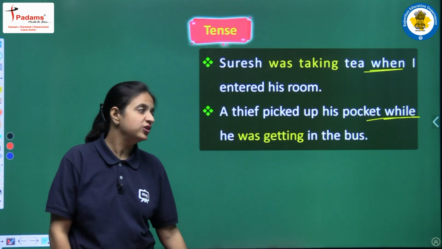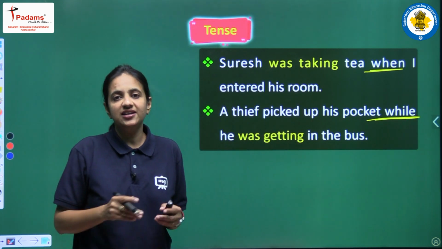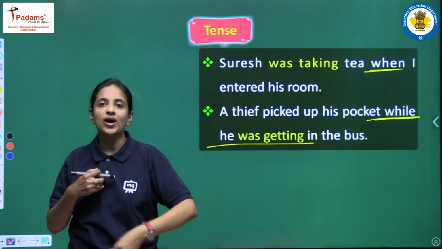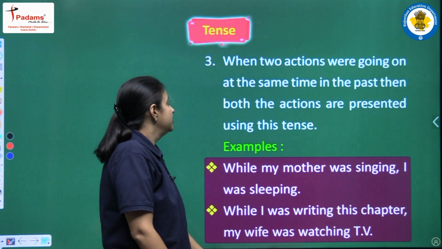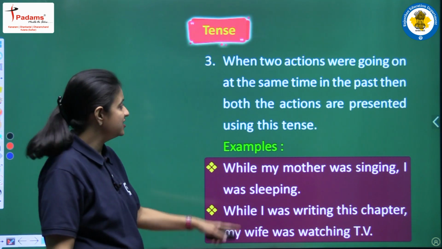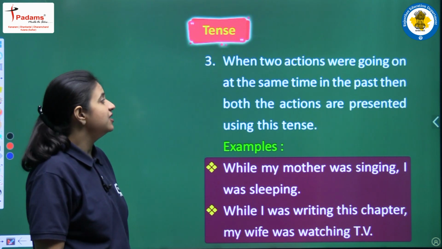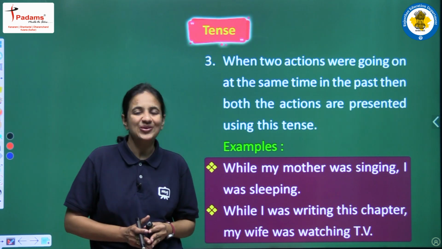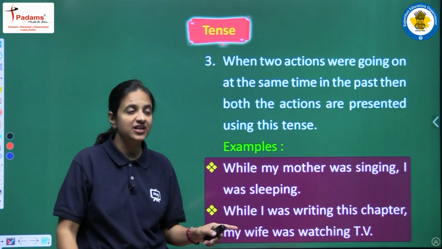And one more thing I want to clear here about while. While again is a kind of conjunction, and it's a very simple thing that after while there is always continuous tense. Okay, so while के बाद में जो clause होता है that is always in continuous tense. Okay, next we have one more use of this tense, that is past continuous tense. So let's see. When two actions were going on at the same time in the past, then both the actions are presented using this tense. Okay, so now according to this rule, again we have two actions, but what is the difference in this rule?